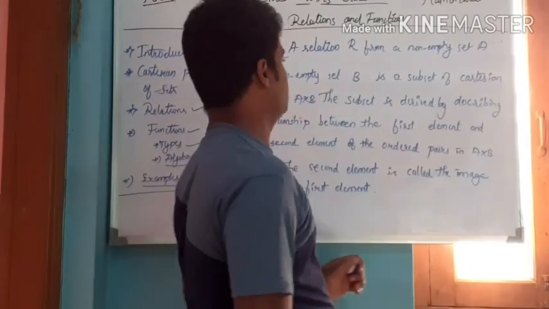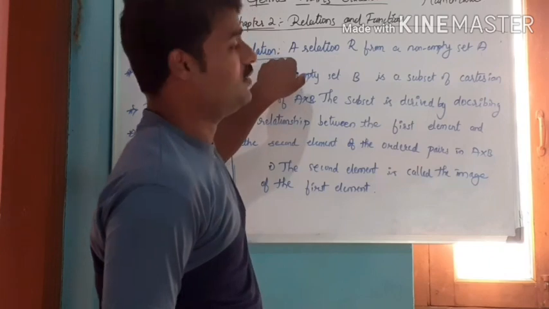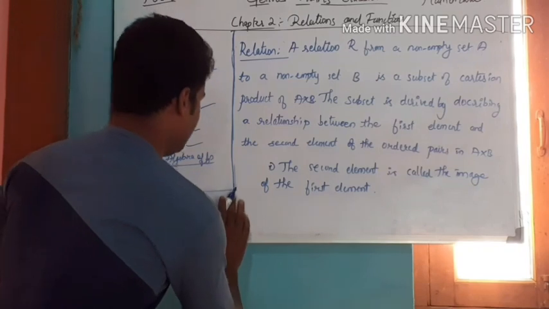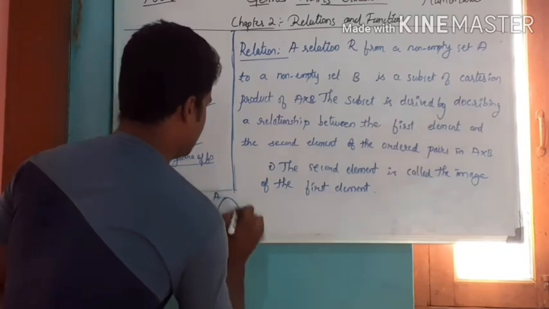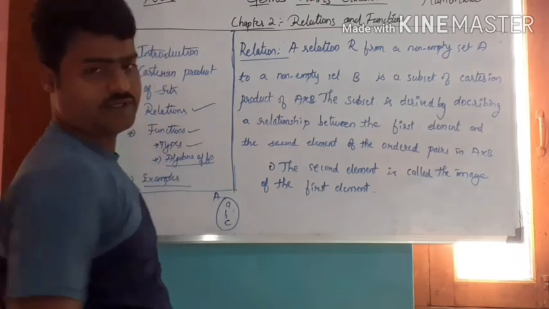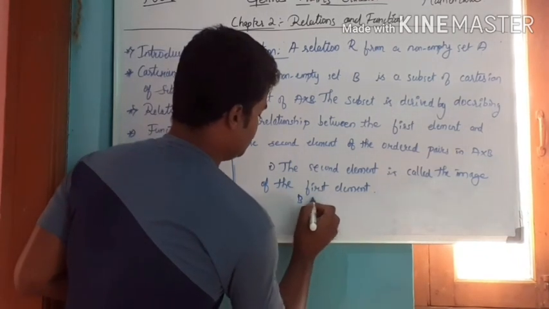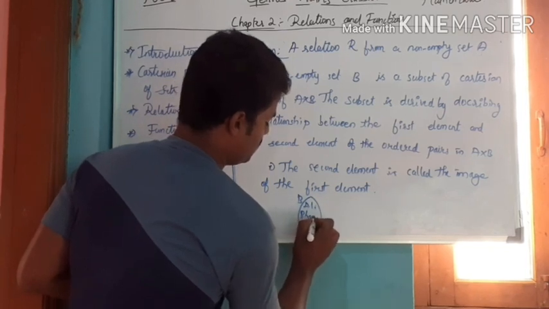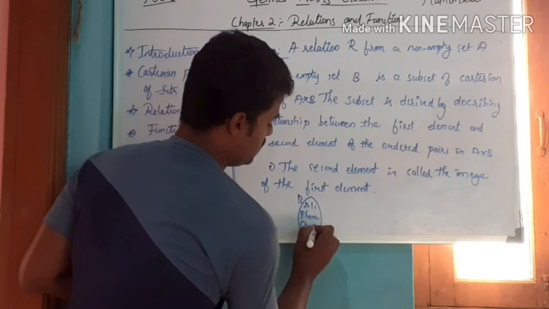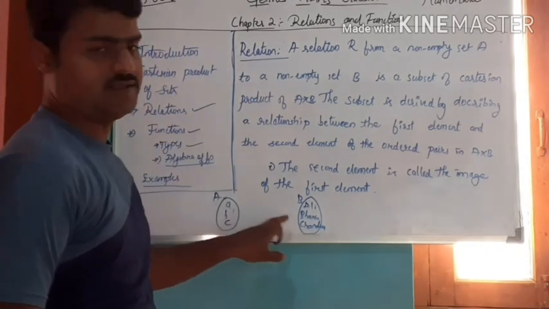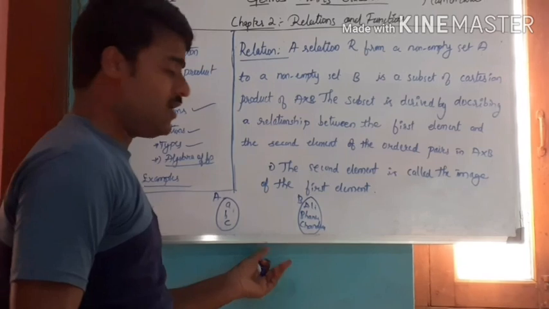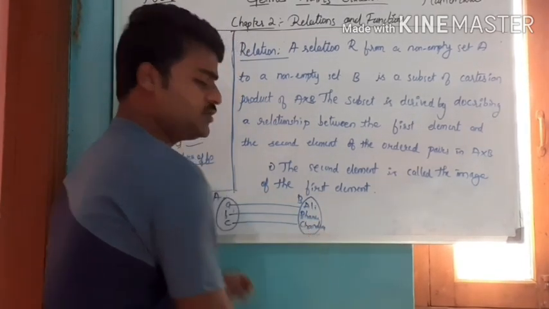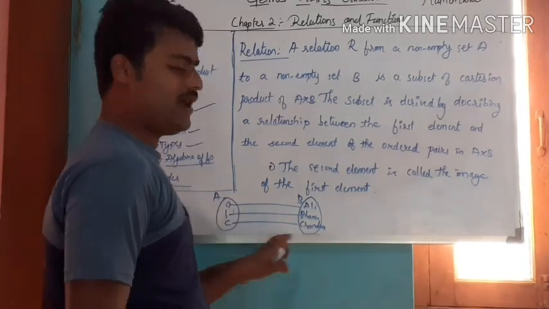With that example, I am defining the relation. What is that example? The set A contains the elements A, B, C, and B contains the names Ali, Banu, and Chandru. This is set A, this is set B. Using this, I have defined the relation: A with Ali, B with Banu, C with Chandru. Using that, I have defined the relation.